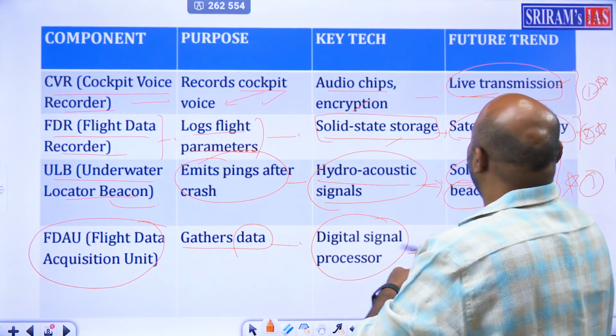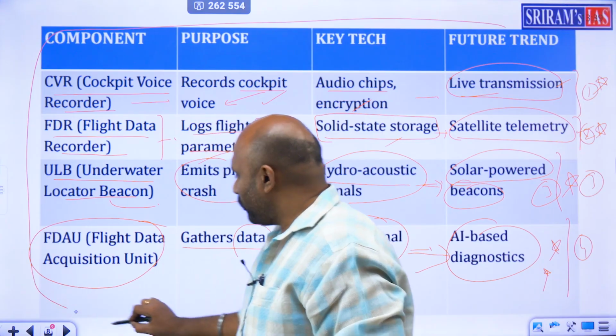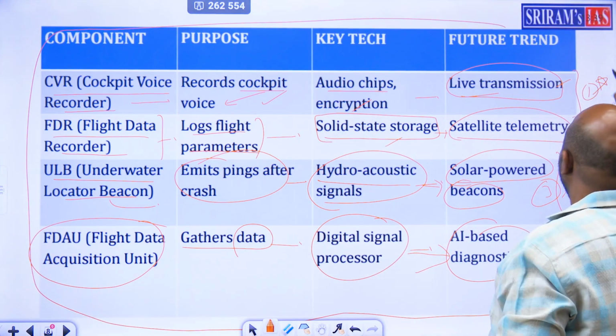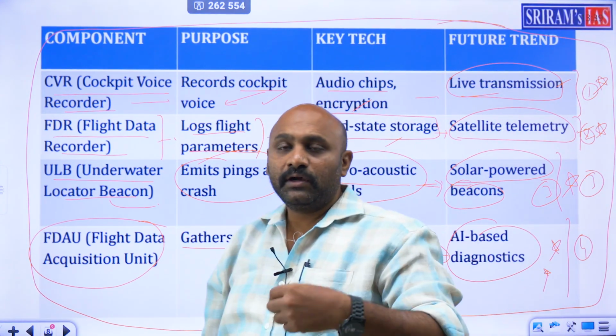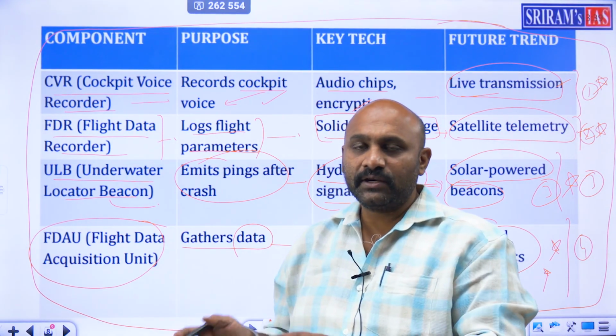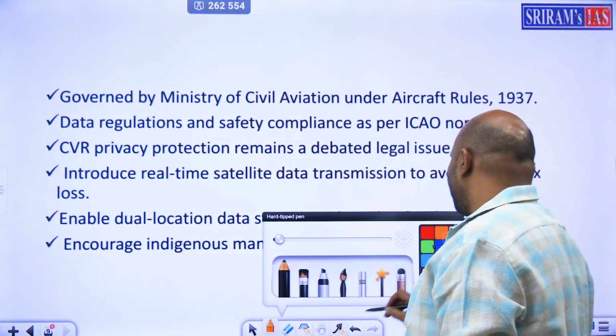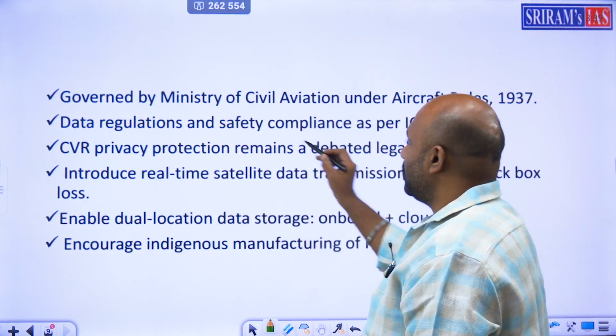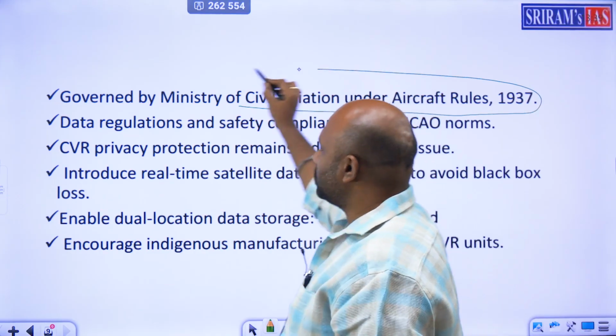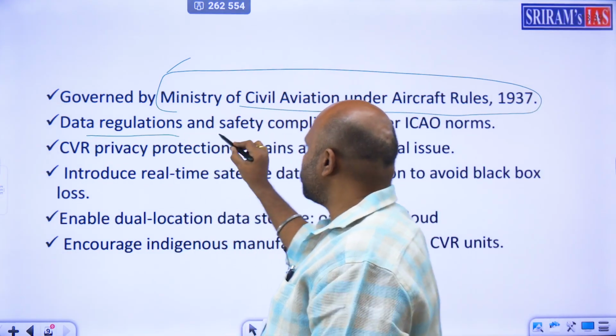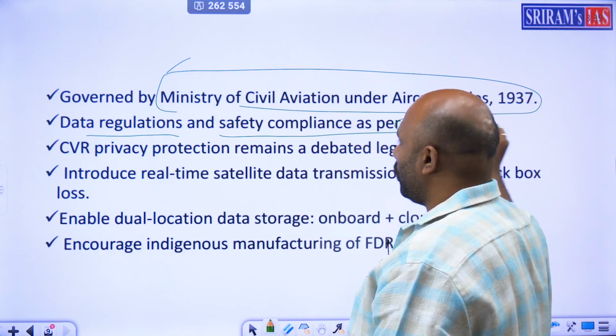That is the key thing which can happen in future, which you can mention in your mains very beautifully. So these are all the future trends, the current technologies for your black box technology. And the whole purpose, under which governance is it? Under civil aviation, under Aircraft Rules 1937, data regulations and safety compliance as per ICAO norms.